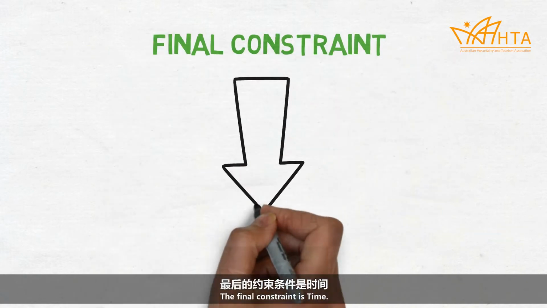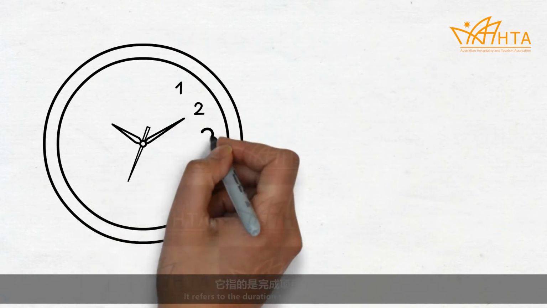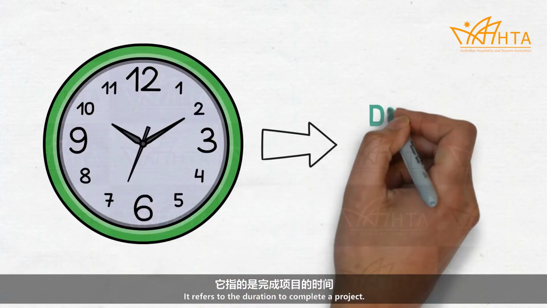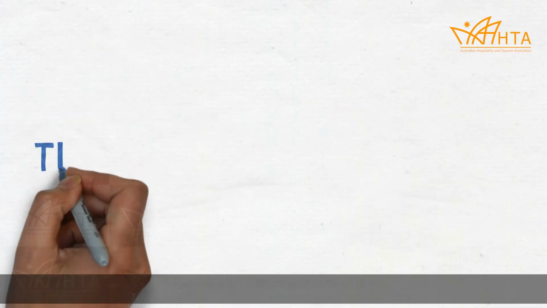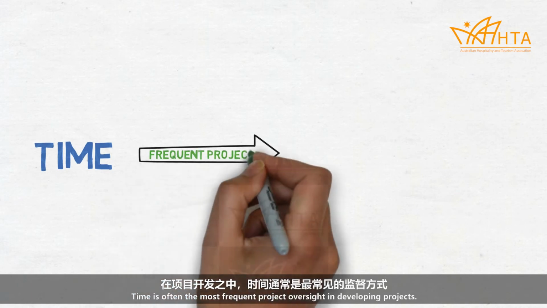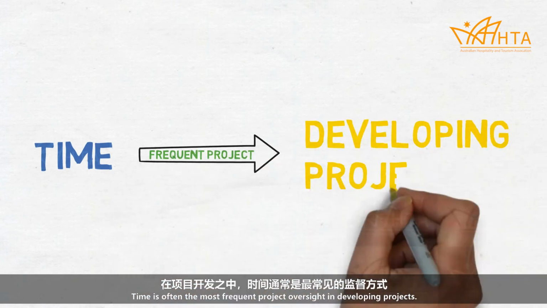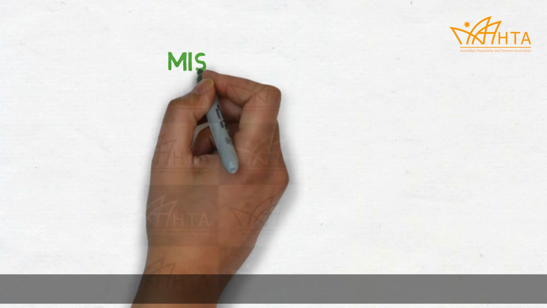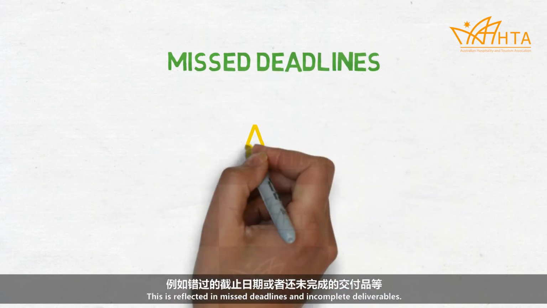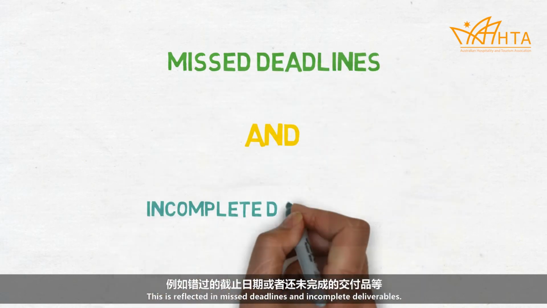The final constraint is time. It refers to the duration to complete a project. Time is often the most frequent project oversight in developing projects. This is reflected in missed deadlines and incomplete deliverables.